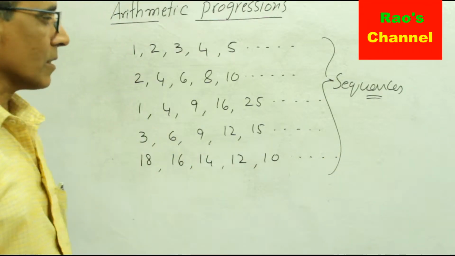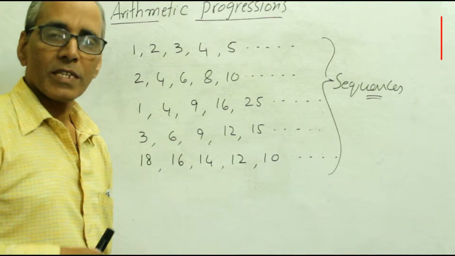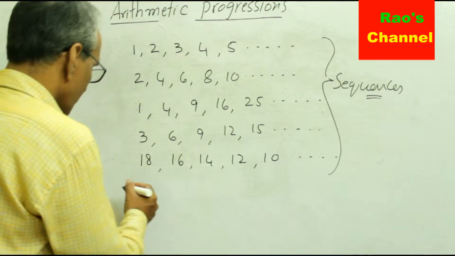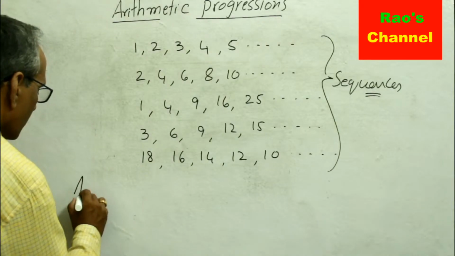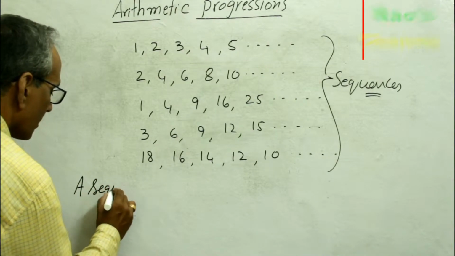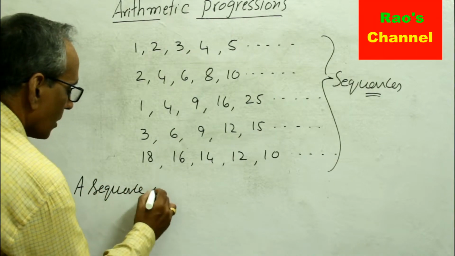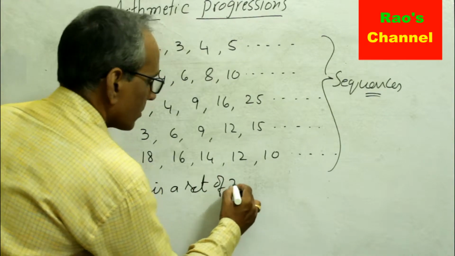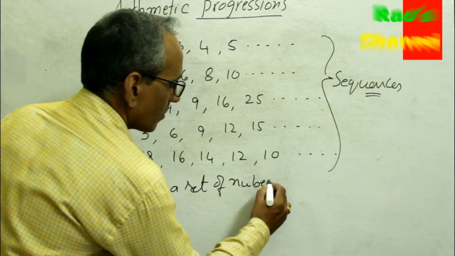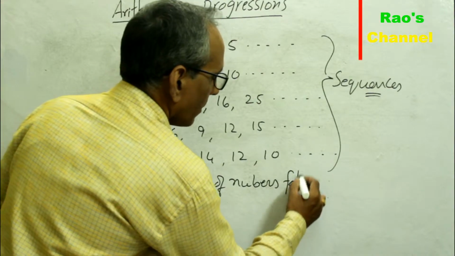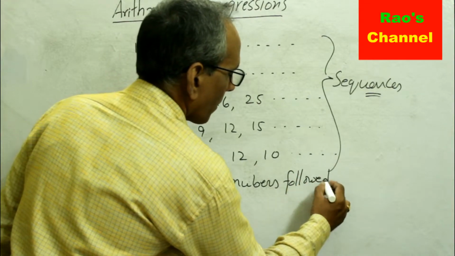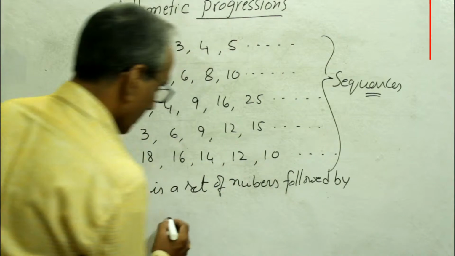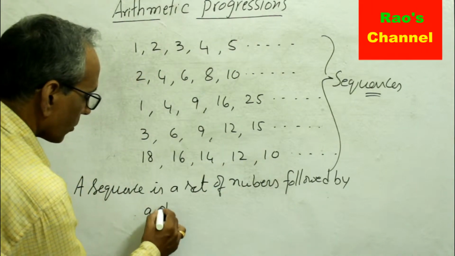These are all sequences. So we define the sequence in such a way that a sequence is a set of numbers followed by a definite rule.